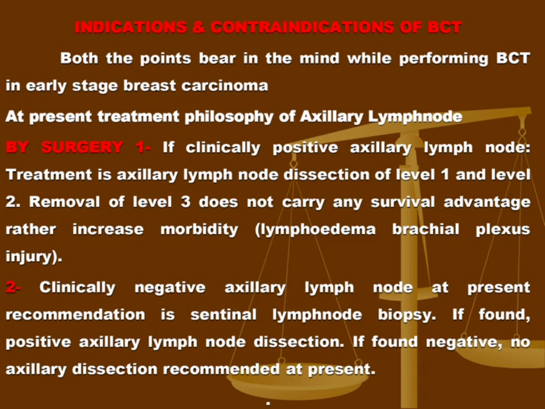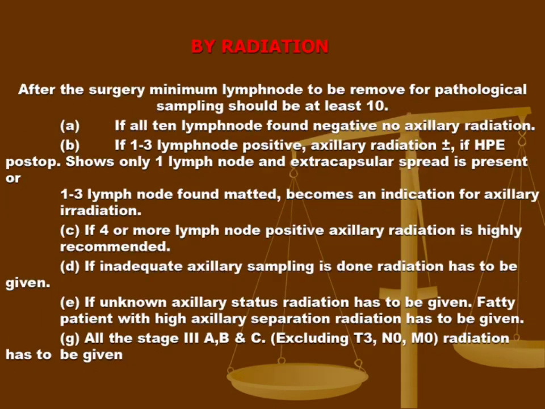At present, the philosophy is, if there is a clinically positive axillary lymph node, the treatment is axillary lymph node dissection of level 1 and level 2. Removal of level 3 does not carry any survival advantage, rather it increases the morbidity of lymphoedema and brachial plexus injury. So it is better to go for level 1 and level 2 dissection. For a clinically negative lymph node, how do you do it? By axillary lymph node sampling. And for a clinically negative axillary lymph node, the present recommendation is sentinel lymph node biopsy. If found positive, axillary lymph node dissection is done. If negative, no axillary dissection.